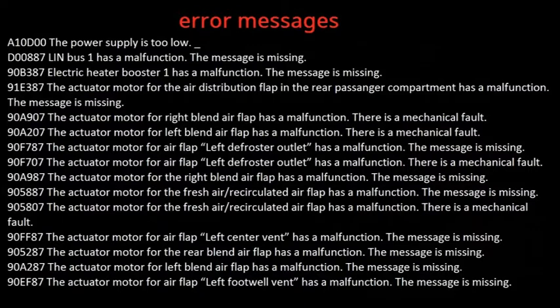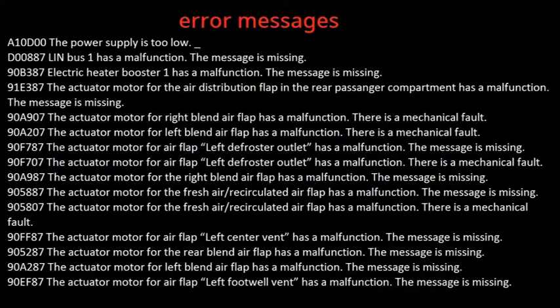905887: The actuator motor for the fresh air/recirculated air flap has a malfunction. The message is missing. 905807: The actuator motor for the fresh air/recirculated air flap has a malfunction. There is a mechanical fault. 90FF87: The actuator motor for the air flap left center vent has a malfunction. The message is missing.